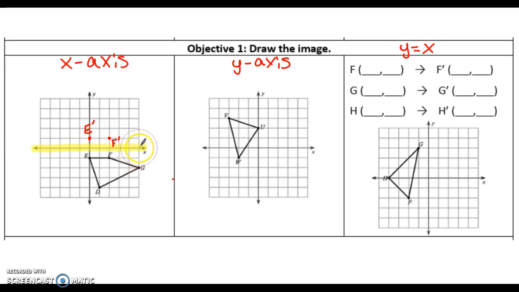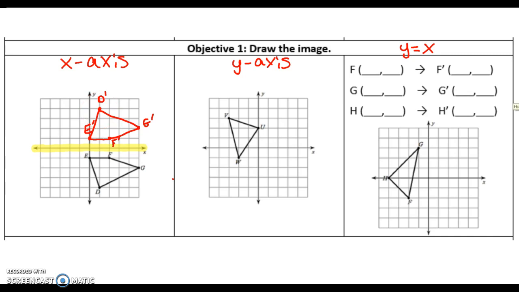G is 2 units. And D is 1, 2, 3, 4 units. All right, after you have placed all of the points, you are simply going to connect them to draw your figure. And my figure is not pretty, but you guys get the point.